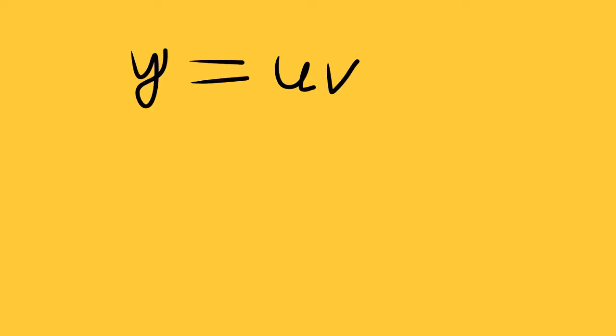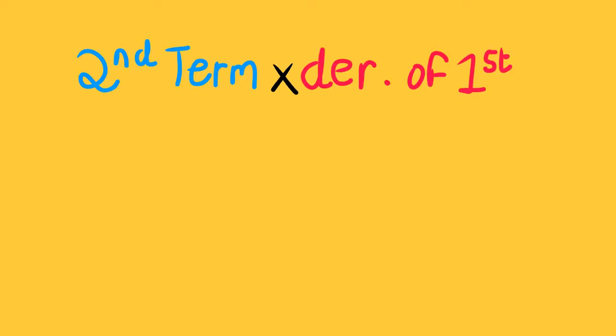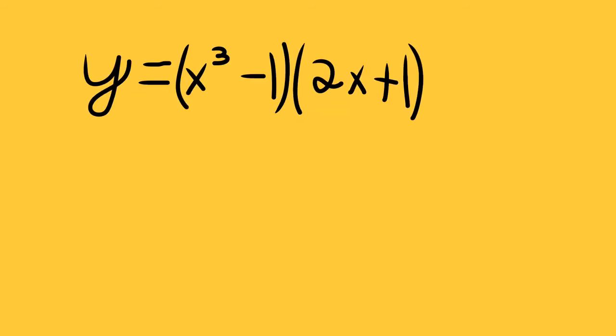So now we have the product rule. This is when you have y is equal to u times v, where each of these is a function of x. So the rule for this is that dy/dx is equal to v du/dx plus u dv/dx, which once again looks complicated, but when you work with it for a bit, it's not that bad. So you've got the second term times the derivative of the first plus the first term times the derivative of the second. That's all it is.